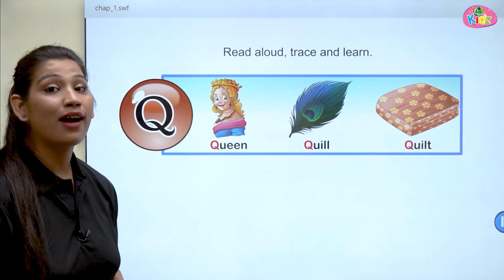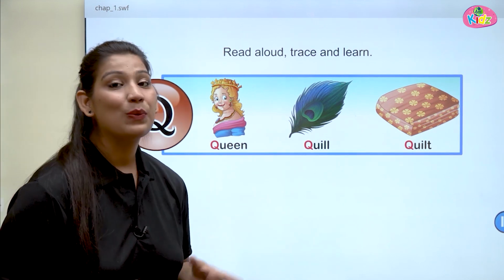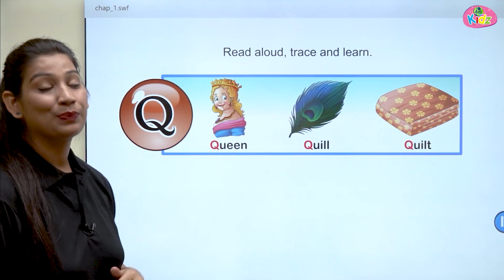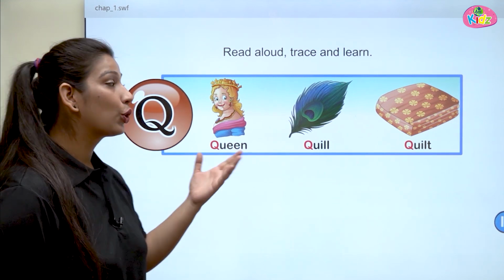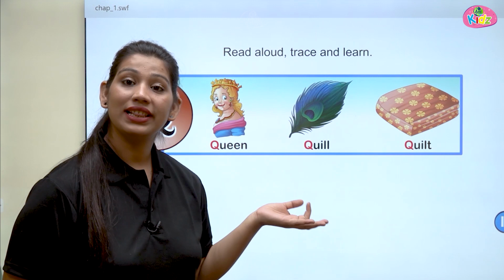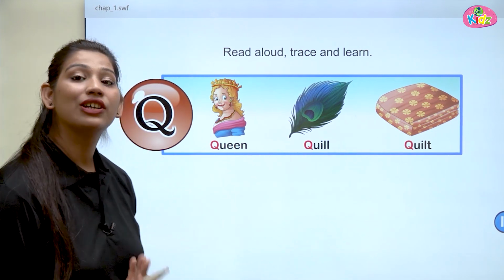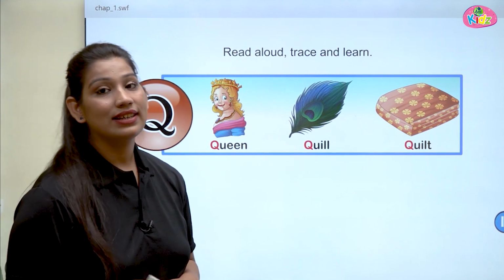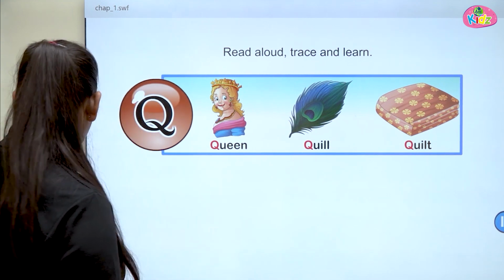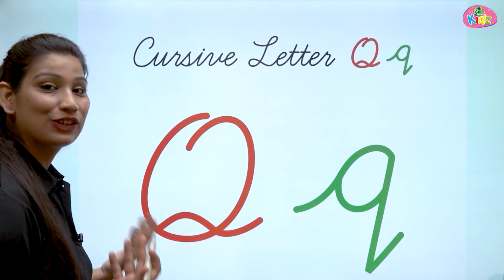You can see here a picture of queen, which is with letter Q. Quill is with letter Q. Quilt is with letter Q again. Now, let us start understanding how to write letter Q.